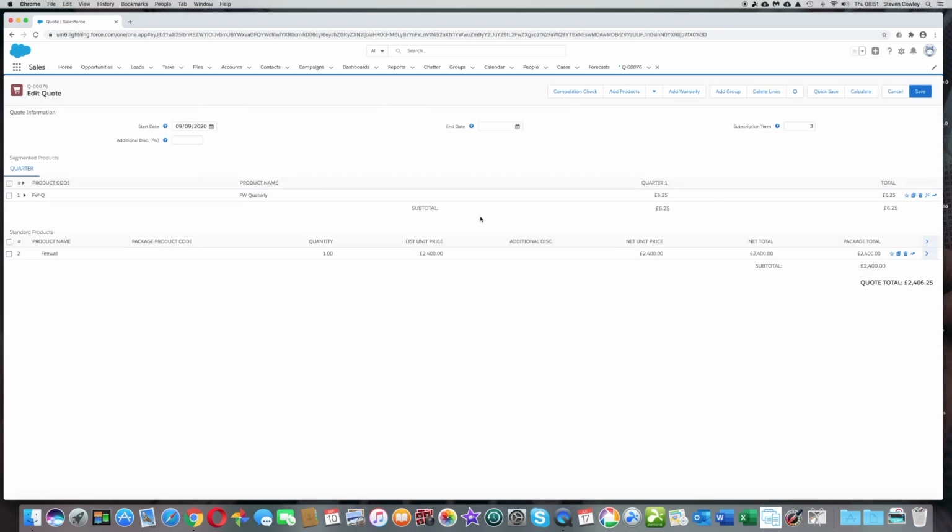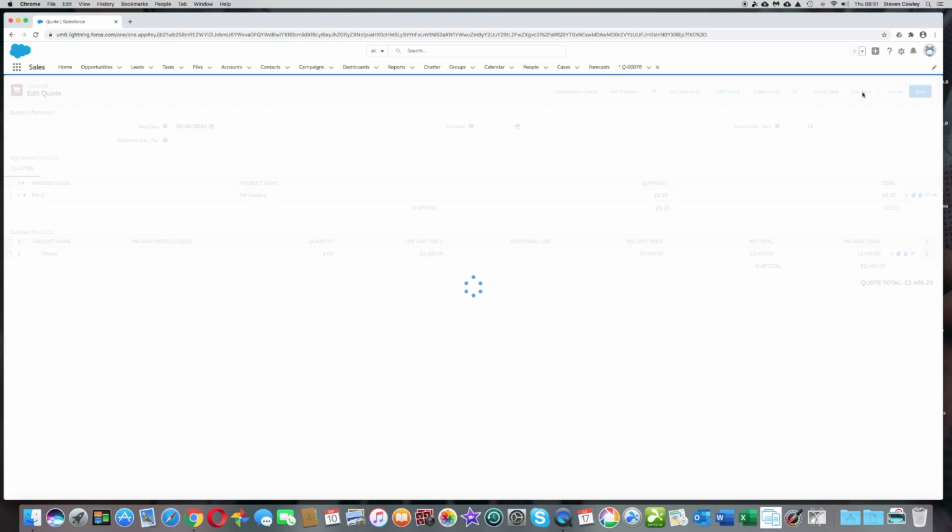Okay, so the first thing I want to show you here is I've got a standard product on this quotation, and then a segmented product, an MDQ product. So what Salesforce CPQ does is divide the quote into the two sections to work on. When I set this quote up originally, I put a 3-month subscription term in, and this product is a quarterly product, so it's showing the first quarter.